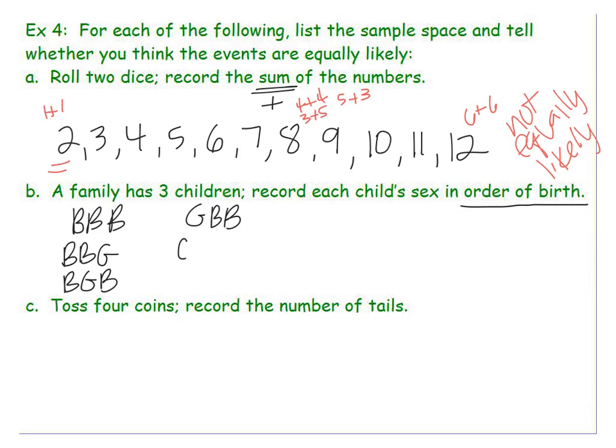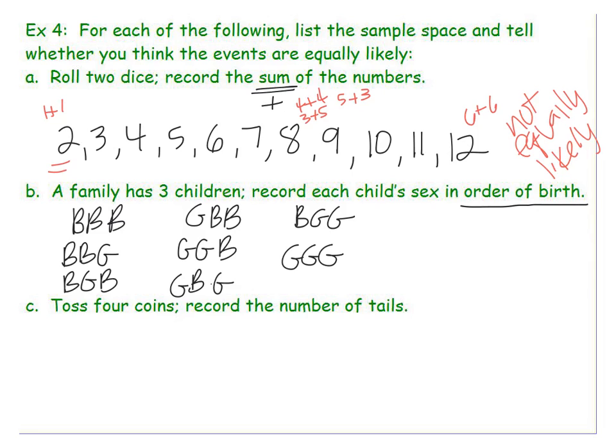So that 1 boy could be the baby. That 1 boy, whoops, let me erase that. That 1 boy could be in the middle. And that 1 boy could be the oldest. So we've now exhausted all possibilities of 2 girls and 1 boy. Now our final option is all girls.